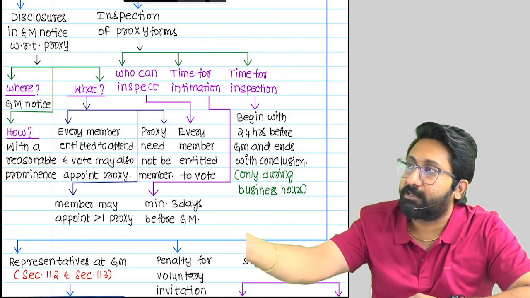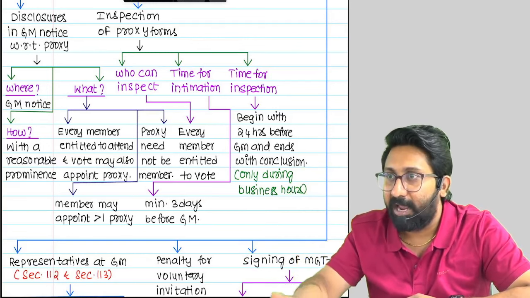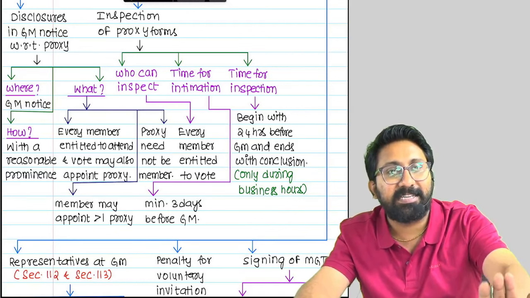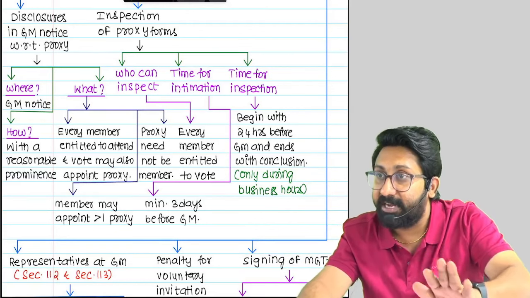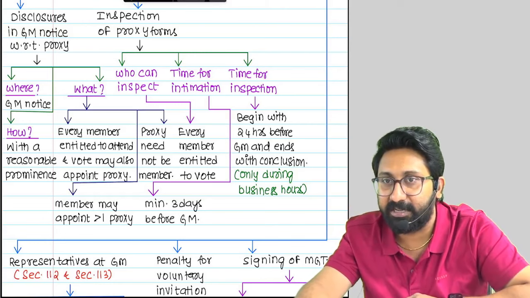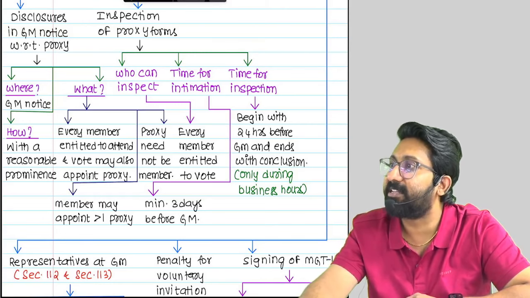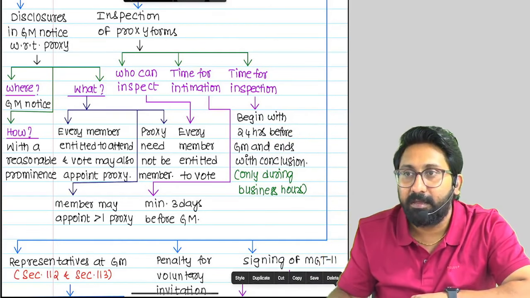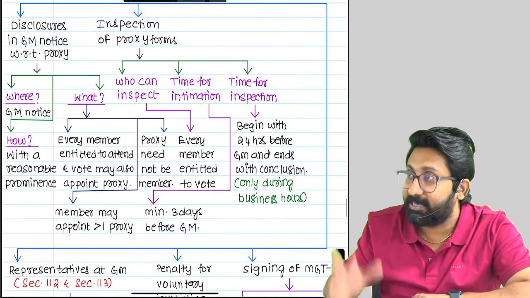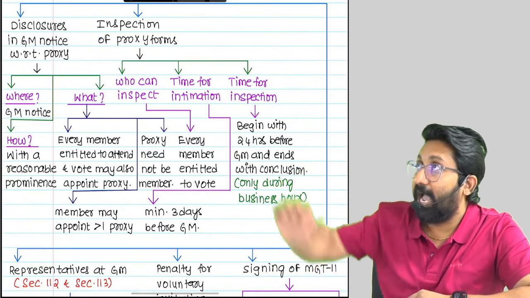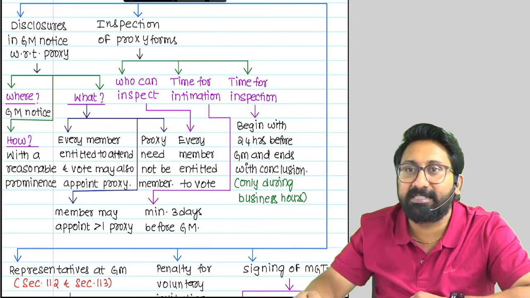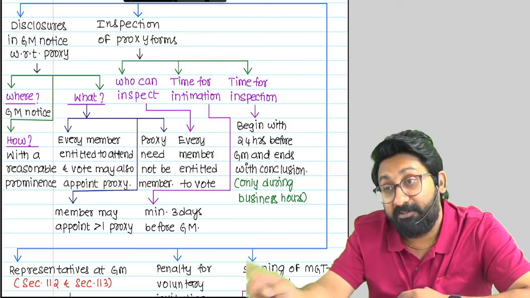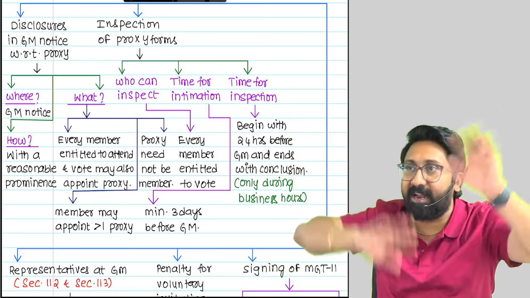One member said, pass the resolution in favor. Another member said, pass the resolution against. In the 50, 23 said favor, 27 said against. How many times you will raise the hand? If you raise the hand by show of hands, proxy represents how many? Proxy can represent maximum how many? 50. I raise the hand. One time if I raise the hand, it is only one vote counted. Correct or not? If you represent 50 members, 50 times you have to raise the hand.